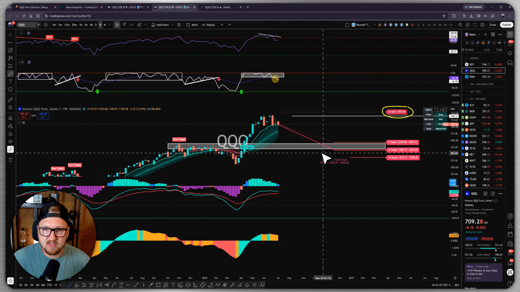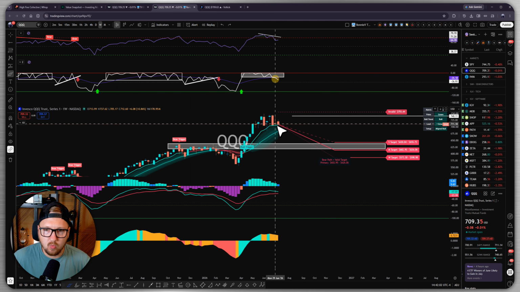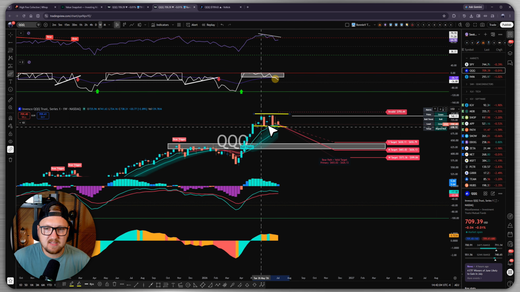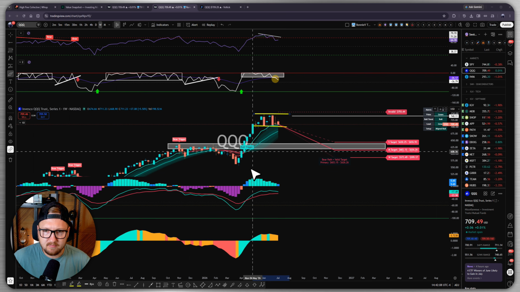So that's what I'm seeing. I just wanted to put this out there, give you guys a little bit of a heads up, a little bit of a warning. Again, we could just bounce here, but we've been stuck in this range, guys, since about, what is that? Since May. Since May, we've been stuck basically between 700 and 750.